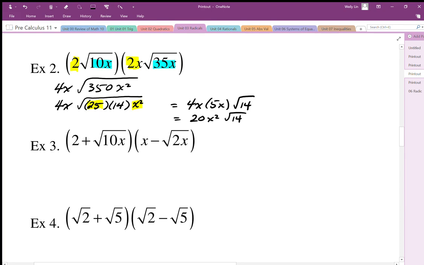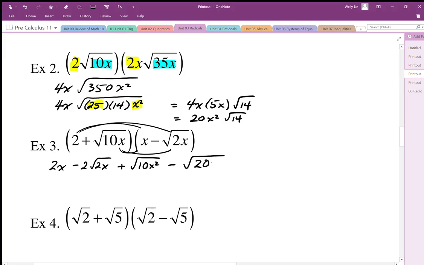For example 3, there are pluses in here, so we have to make sure we distribute. So we end up with 2 times x minus 2 times 2 root 2x. The inside is going to be plus 10x squared. Last, it's going to be minus. Again, make sure you check your signs. Inside times inside, so we end up with 20x squared.